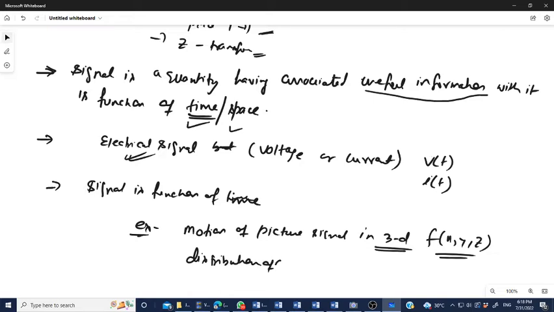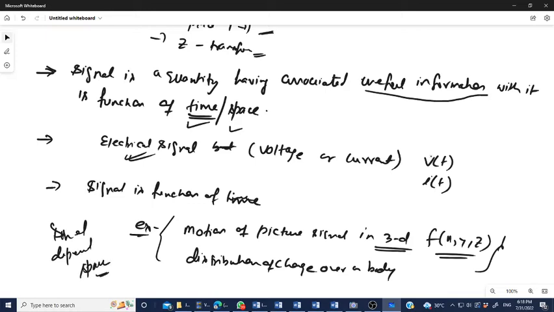Distribution of charge over a body is an example of a signal that is space dependent. Now come to the next, that is the system.